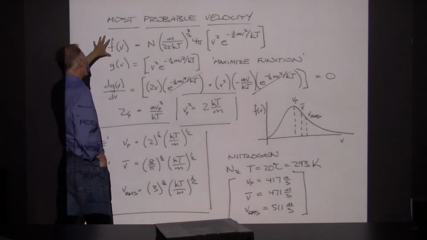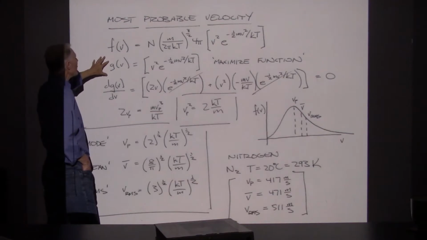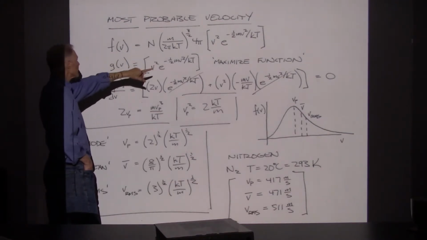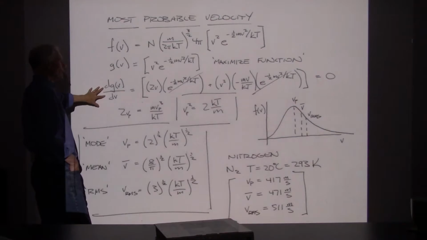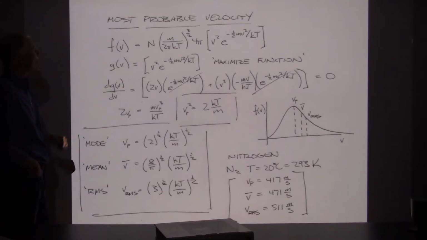So here's the function once again. To maximize a function, we want to take a derivative. So I'm just taking a derivative of that with respect to v, setting it equal to 0, and solving.